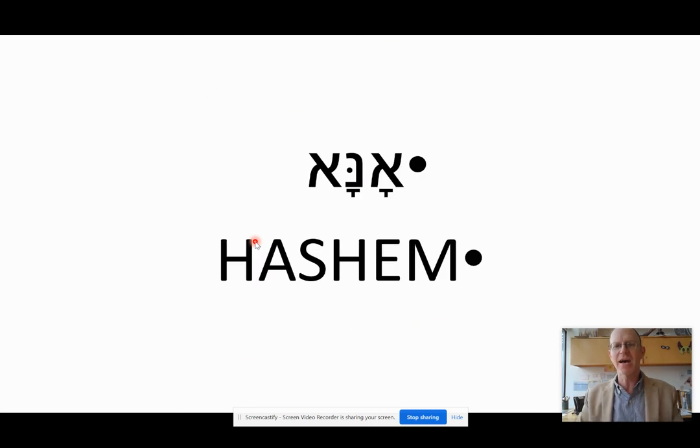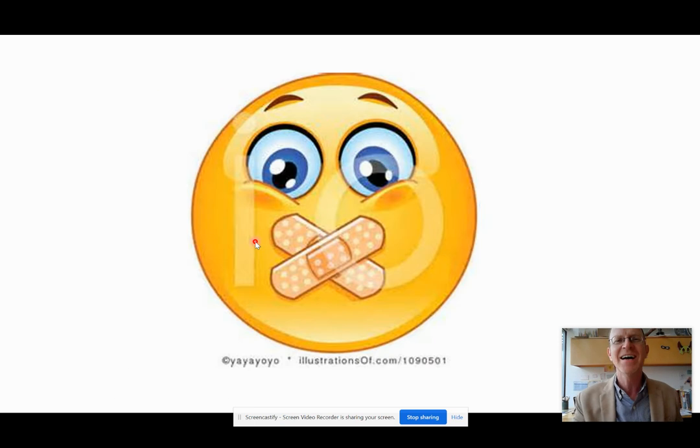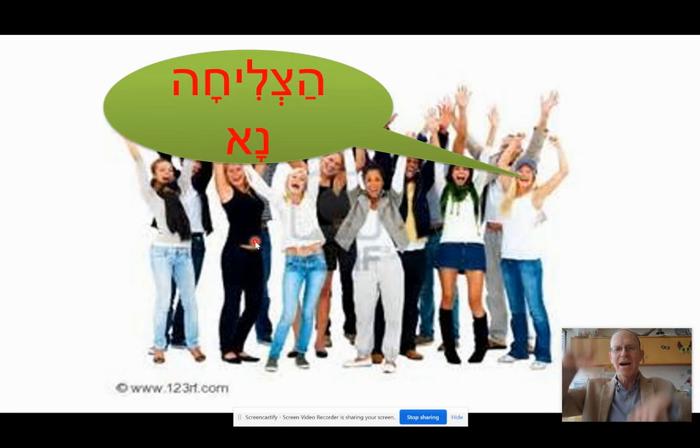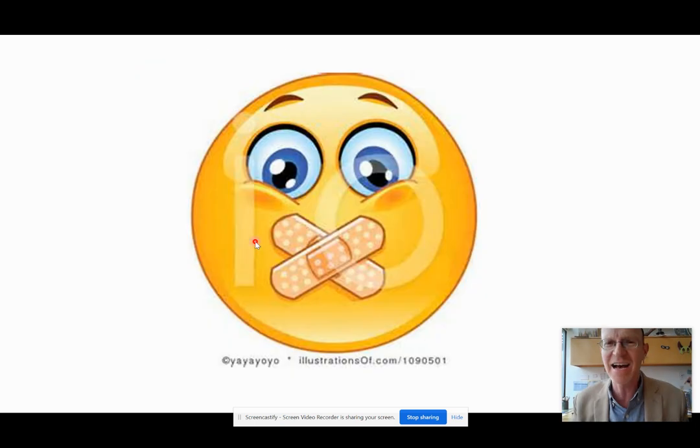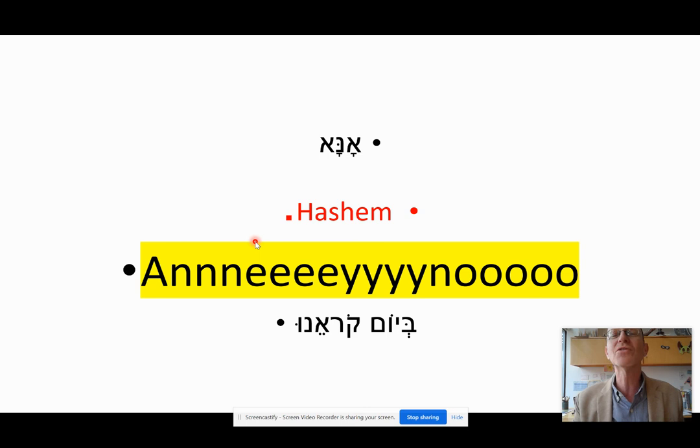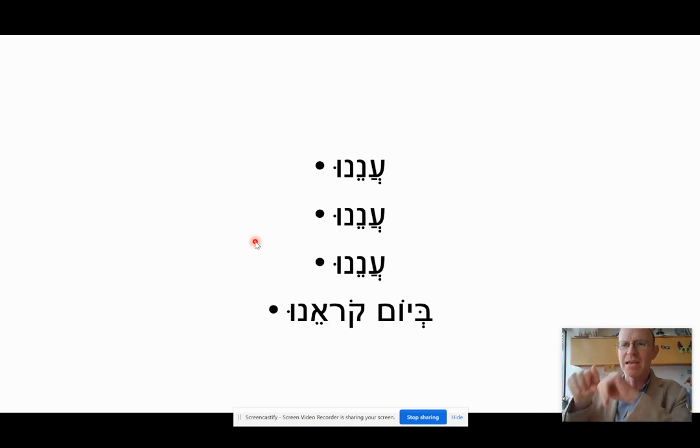Ana Hashem, and everyone up front goes, Hoshiana, Ana Hashem, Hatzlichana, Ana Hashem Anenu, V'yom Korenu, Anenu, Anenu, Anenu, V'yom Korenu.